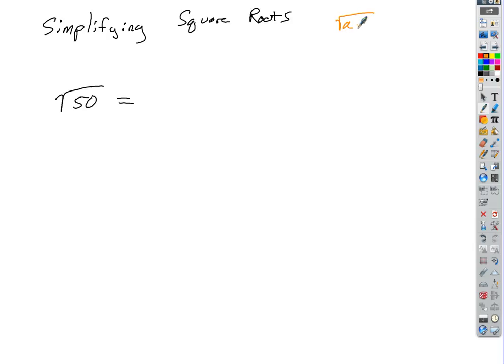We know that the square root of a product of two numbers can be split apart into separate square roots: the square root of A times the square root of B. So what we're looking for are factors of this number under the radical that are perfect squares. Okay, so let's make a list of perfect squares.